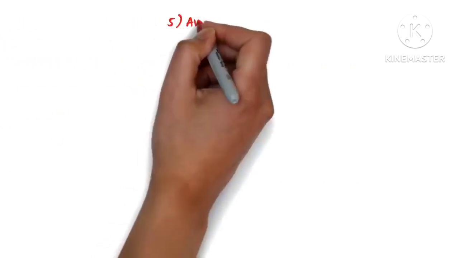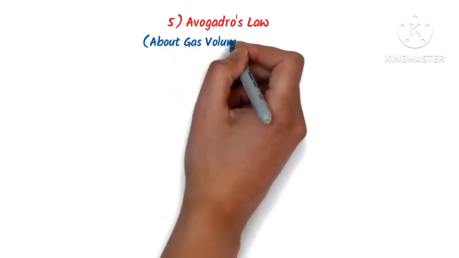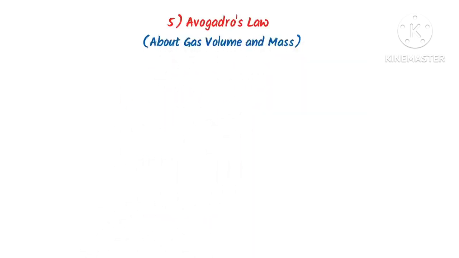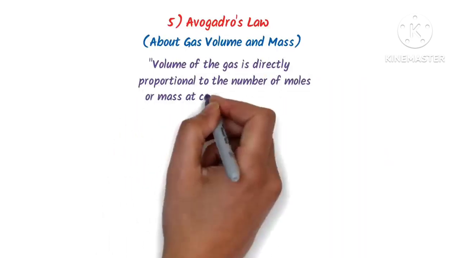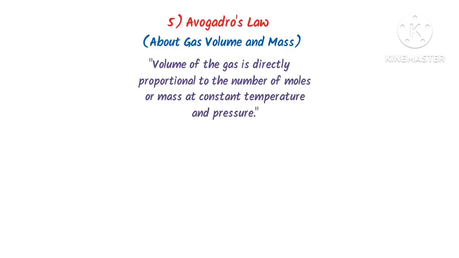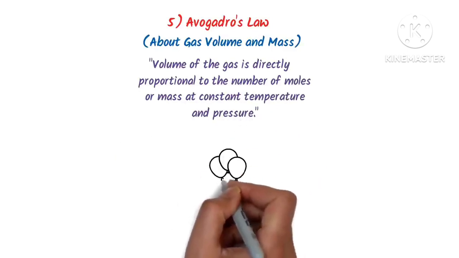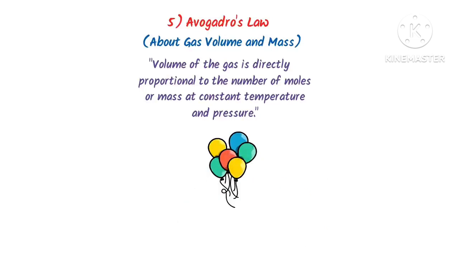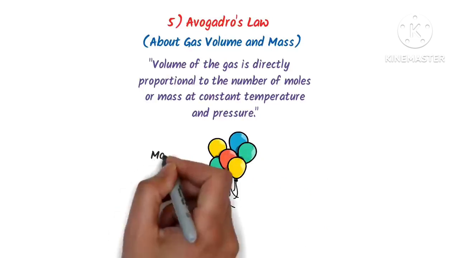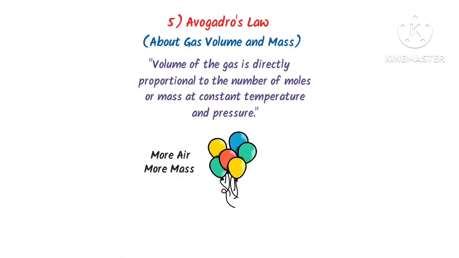The fifth law is Avogadro's Law. Remember that this law is based on volume and mass of a gas. It states that volume is directly proportional to the number of moles or mass of the gas at constant temperature and pressure. For example, consider these balloons. As you fill these balloons with more air or more mass, their volume increases.